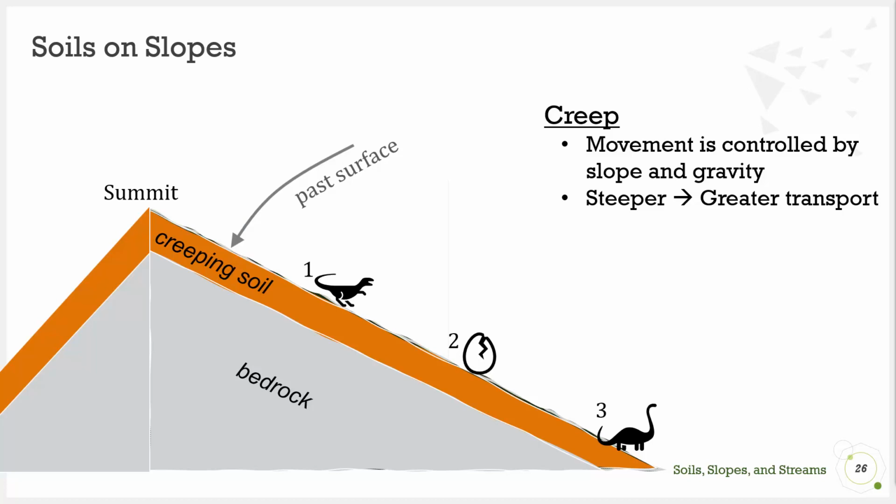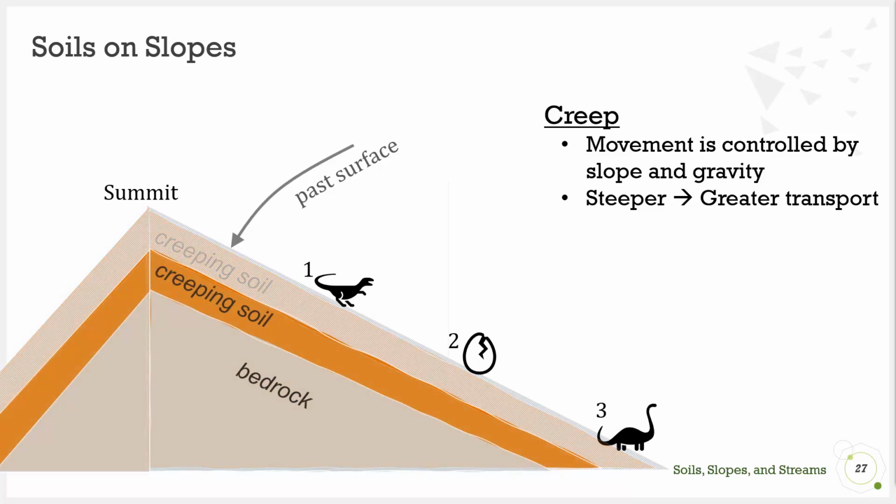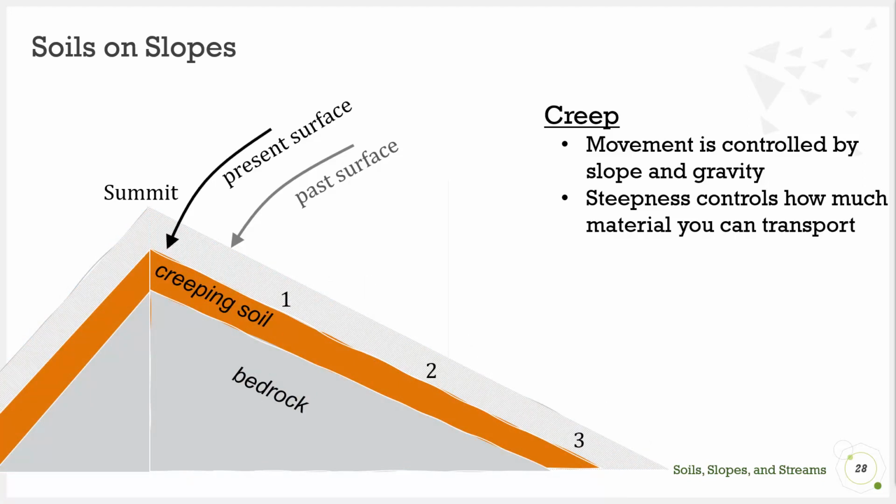Picture a hillslope in the past, where we have creeping soil within a discrete layer. Let's step forward in time and watch as that land surface erodes. Now we have a past surface, the gray arrow, and the present surface, this black arrow. The material that's within that hatched gray area has eroded.